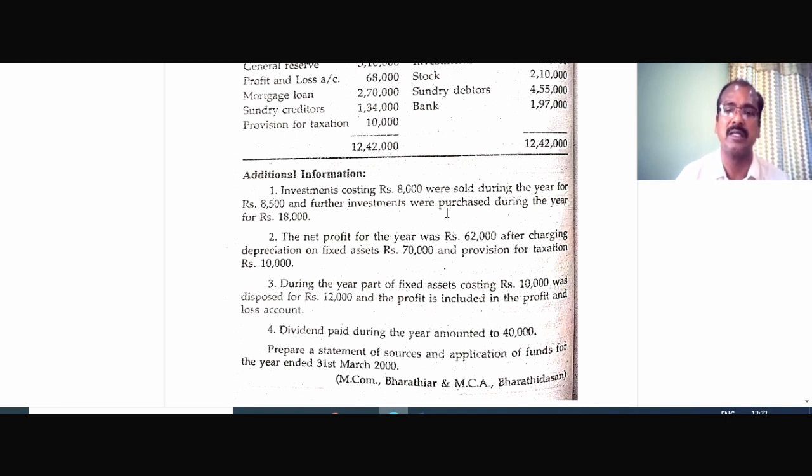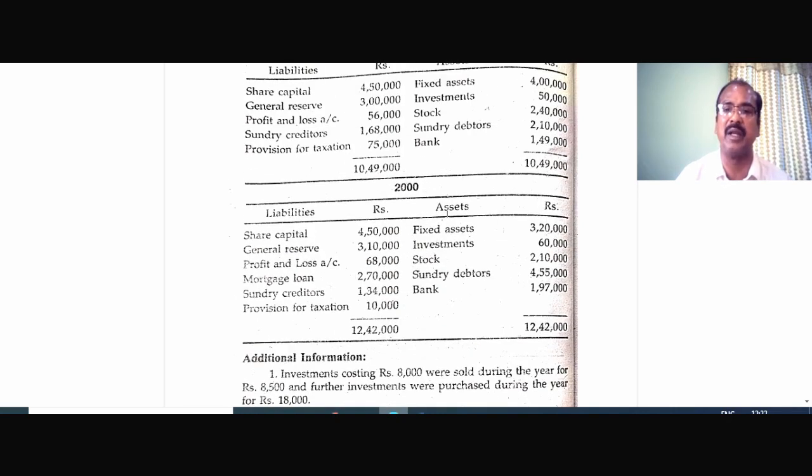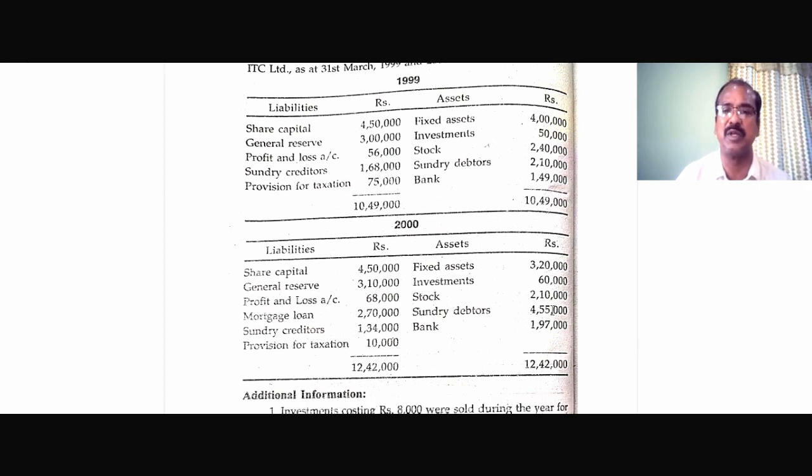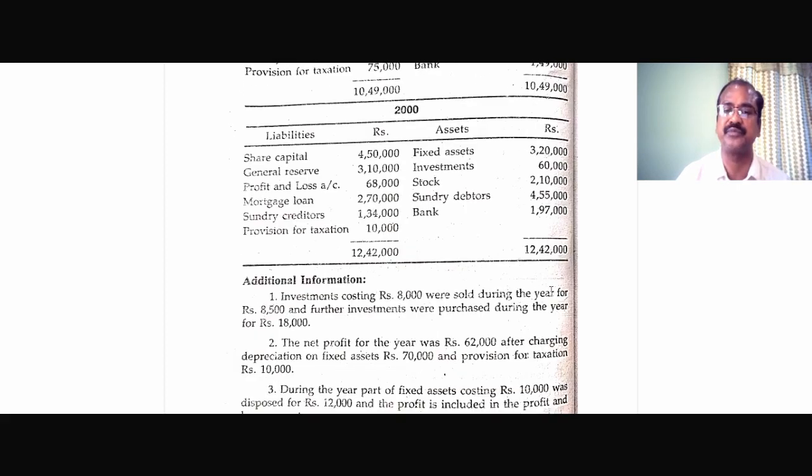Whereas the whole sale proceeds of investment, 8,500, is a source of fund which would be taken over to the funds flow statement. Fine, look at the balance of investment. In the beginning it was 50,000. From 50,000 you deduct the cost of the investment sold, 8,000. So the expected closing balance should be 42,000.